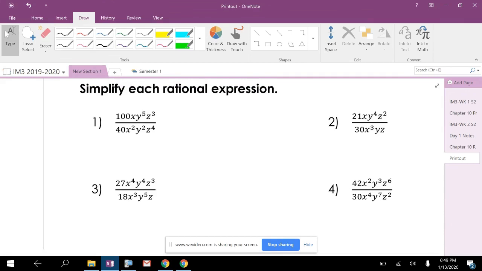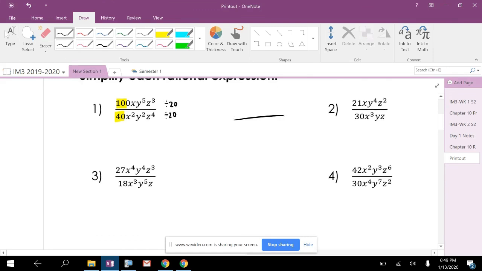So when you go left to right, just look at the numbers first. For 100 over 40, we have to think about the greatest common factor. The biggest number that divides evenly into 100 and 40 is 20. So I'm going to divide the top and bottom by 20. When I do my division, I get 100 divided by 20, which is 5, and then 40 divided by 20, which gets me 2. Okay, so the numbers are done.